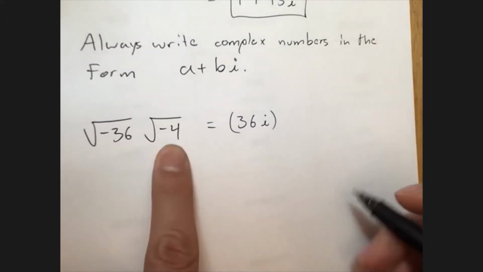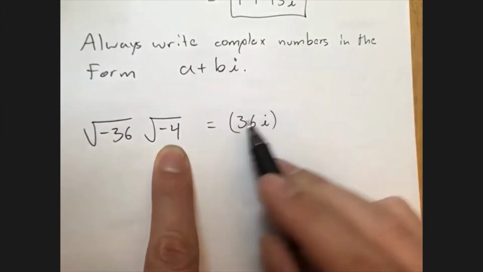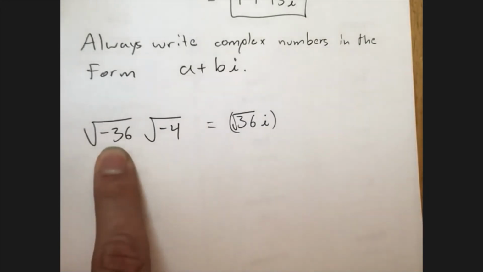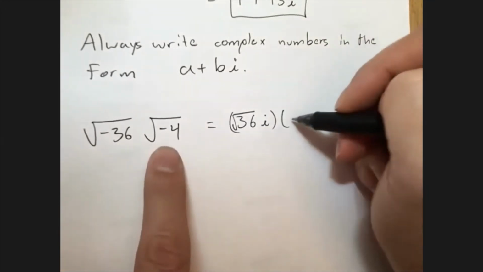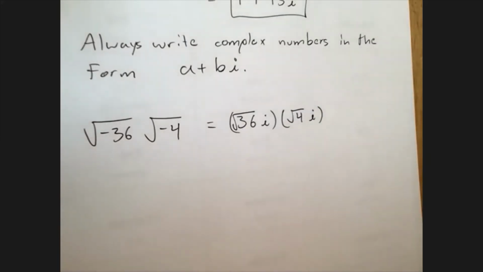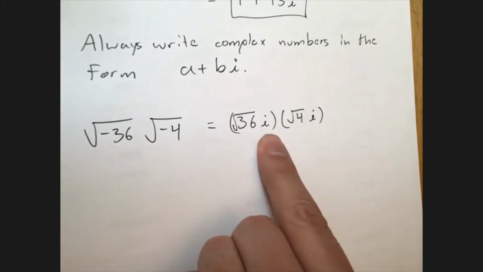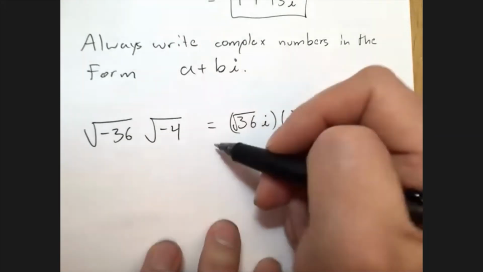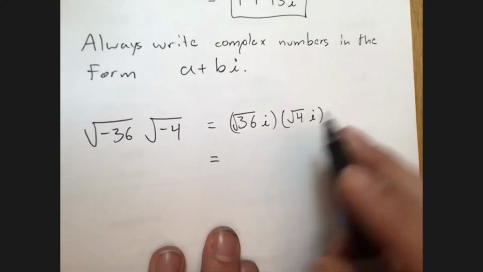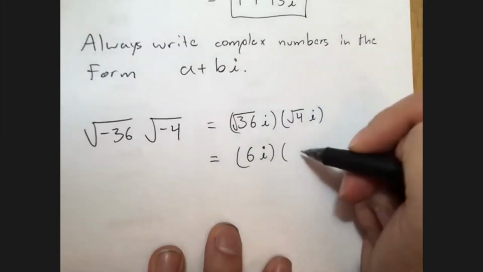And root negative 4 is, oh, sorry, I forgot the square root, right? Square root of 36 times i. And then this is the square root of 4 times i, right? The negative just comes out of the square root as an i. We saw that from the very first examples we did. Square root of 36 is 6. Square root of 4 is 2.